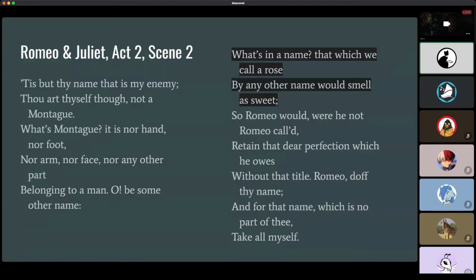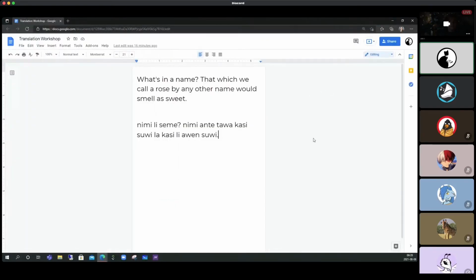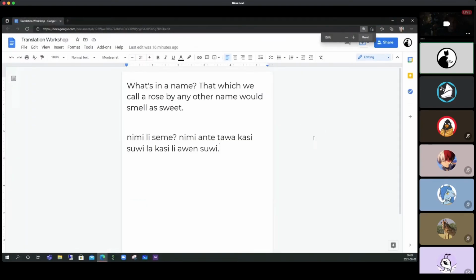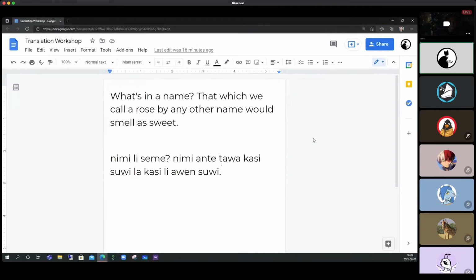So now that we've done our dynamic equivalence, let's cut to the 2-minute workshop, which, because I overslept, is unfortunately going to be very short. What we're starting with is: nimi li seme, nimi ante tawa kasi sui la, kasi li awen sui. Not bad, in fact. That could work inside this scene.